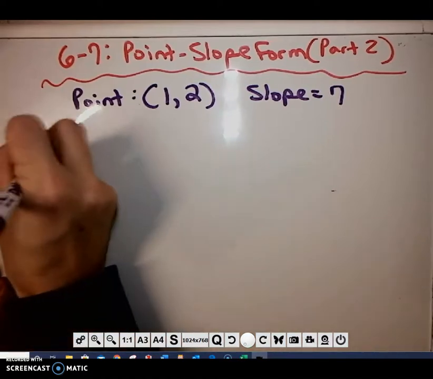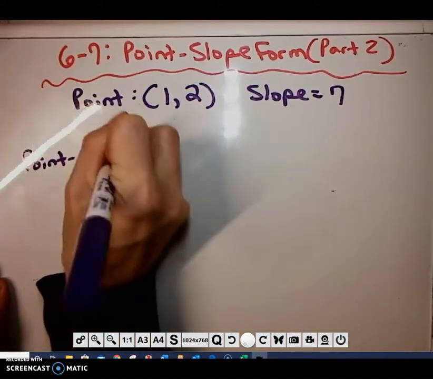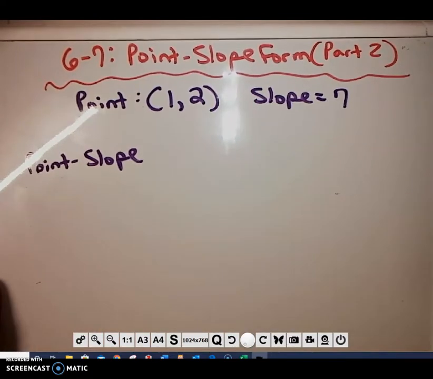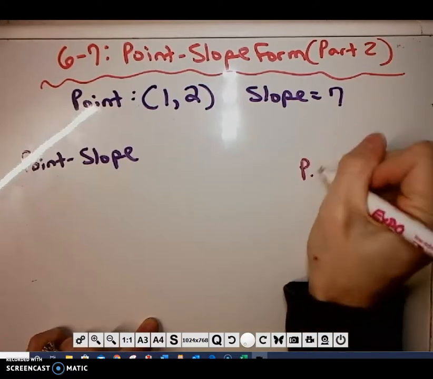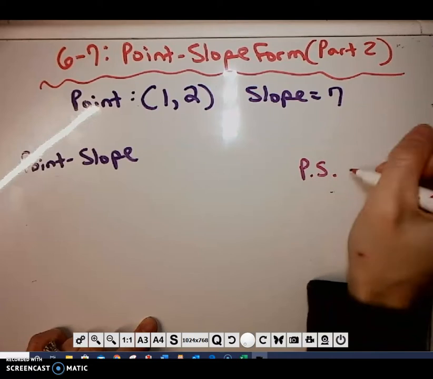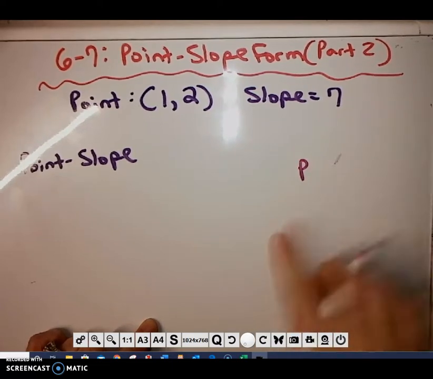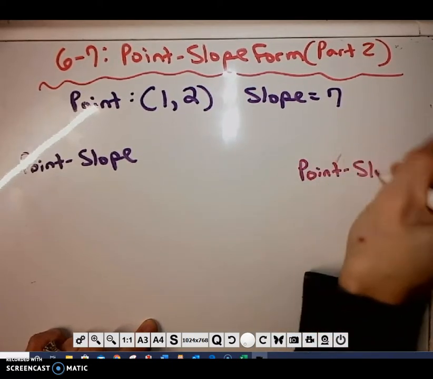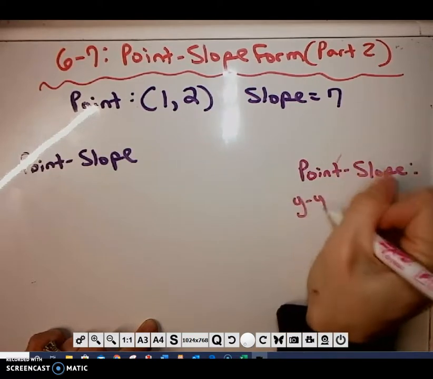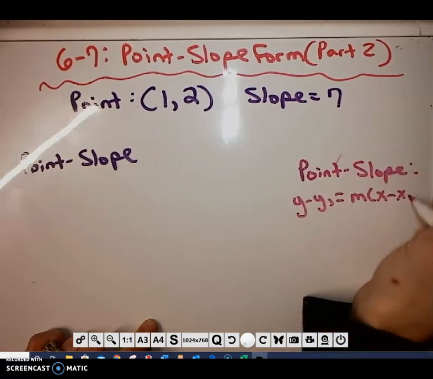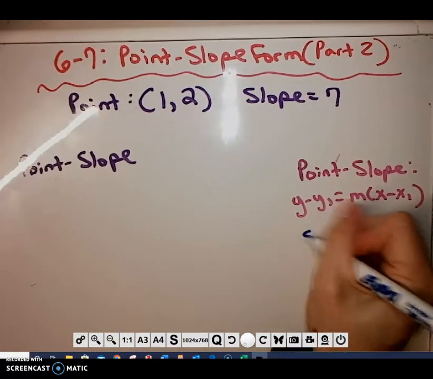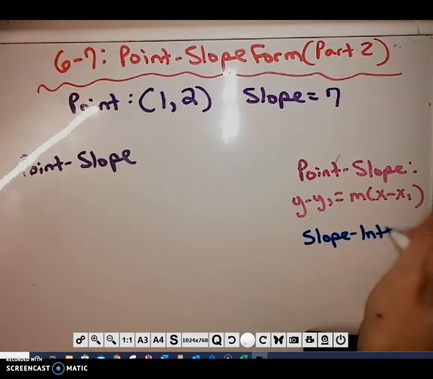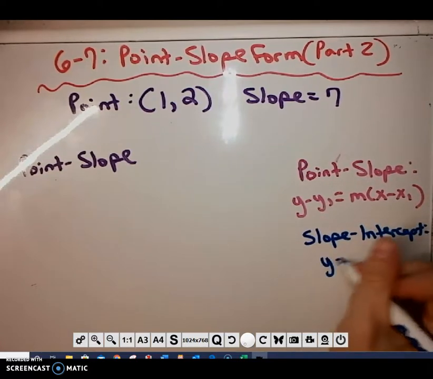We're going to name this line 3 different ways today. Again, first we're going to name it in point-slope form, and then slope-intercept, and then standard form. Just as a refresher, you want to write this over to the side. Point-slope form, I'm just going to do PS, is y minus y1 equals m times x minus x1. Slope-intercept form is y equals mx plus b.